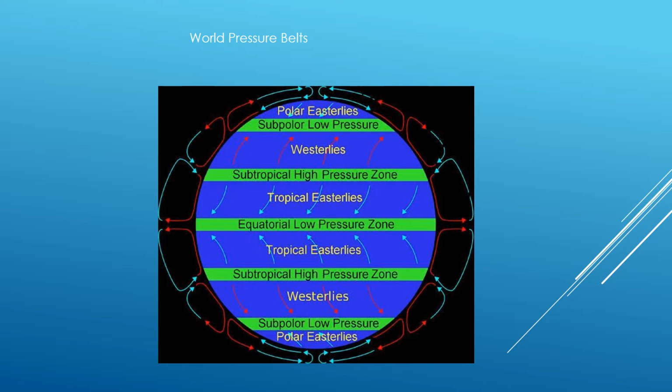So pressure belts are caused by the unequal heating of the earth and its atmosphere, and also due to the rotation of the earth. And in today's class, we'll be studying about the four important pressure belts, that is the equatorial low pressure belt, the subtropical high pressure belt, which is also called the horse latitude, the subpolar low pressure belt, and the polar high pressure belt.